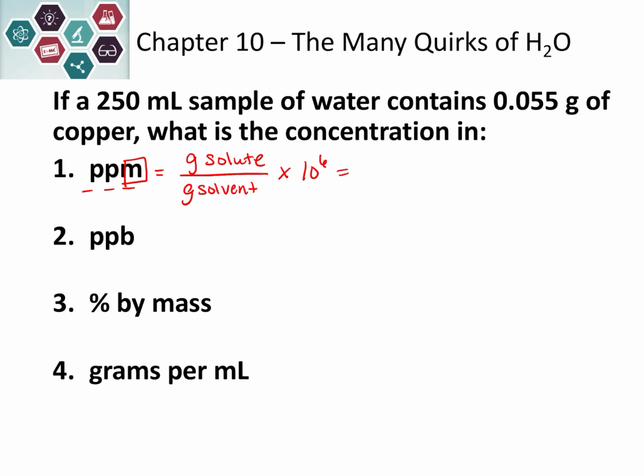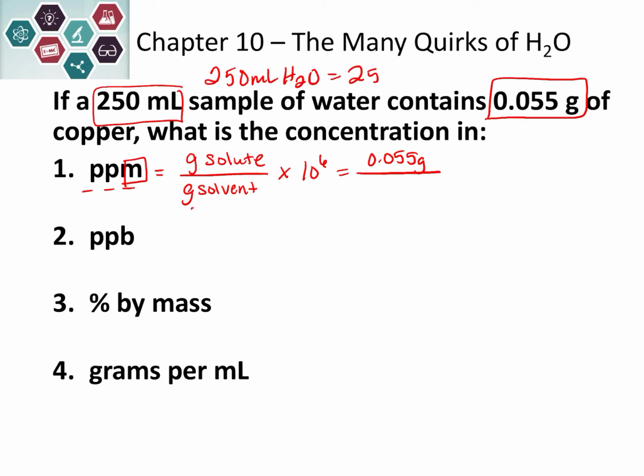Grams of solute, solute's always your smaller quantity. So that's going to be the 0.055 grams of copper in this case. Solvent is the larger quantity, which is the 250 milliliters, but we need grams. So water, the density is 1 gram is equal to 1 milliliter. So that means 250 milliliters of water is going to be equal to 250 grams of water. That's an easy conversion and something that you're going to want to remember. So we're going to have 250 grams of solvent in this case. Then we will multiply by 1,000,000 to get our final answer, which is going to be 220.